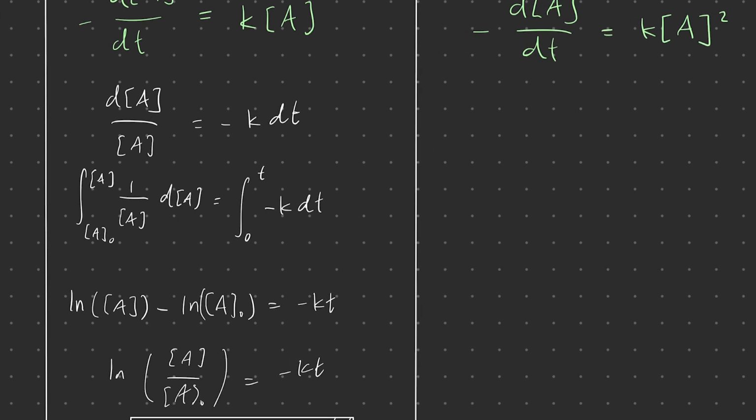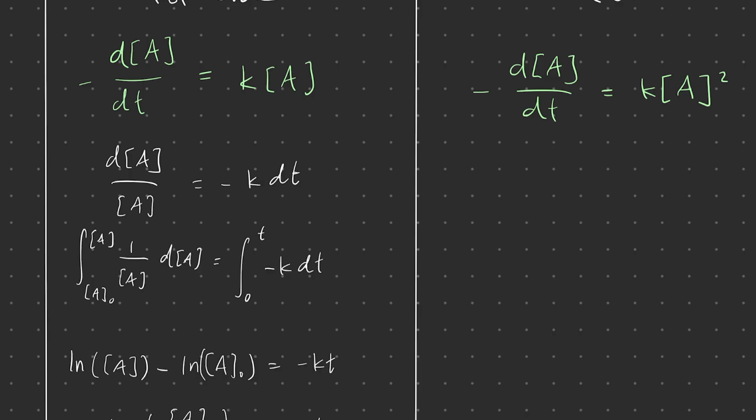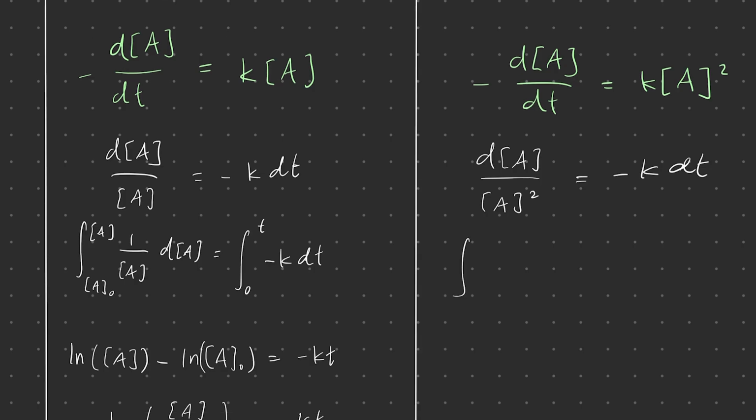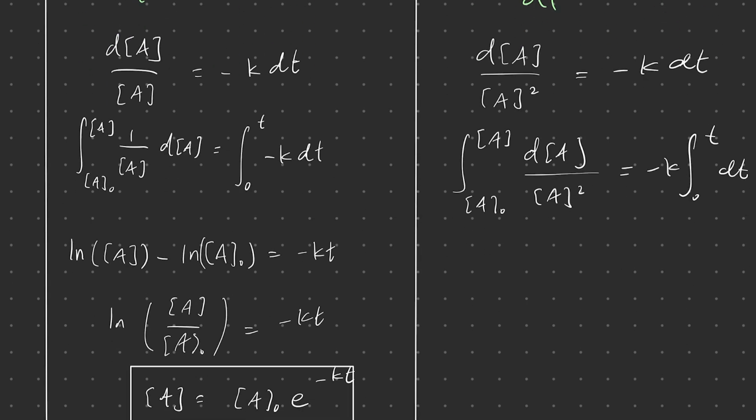And now finally, the second order reaction, which is where I'm going to be finishing today's video. Now the second order reaction is the same thing. We separate our variables. So this time it's A squared because it's a second order reaction, and the other side is negative k dt. So the integral from A naught to A of 1 over A squared dA is equal to negative k times the integral from 0 to t with respect to time.